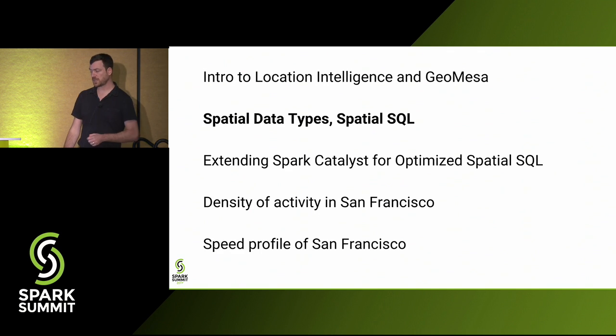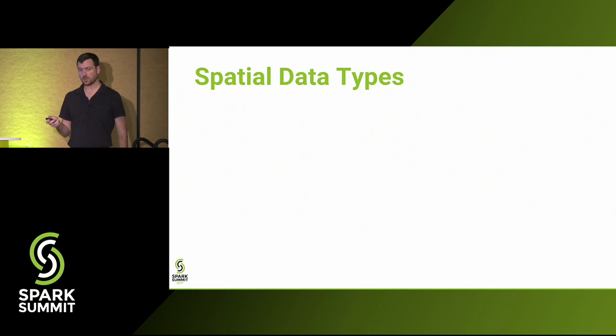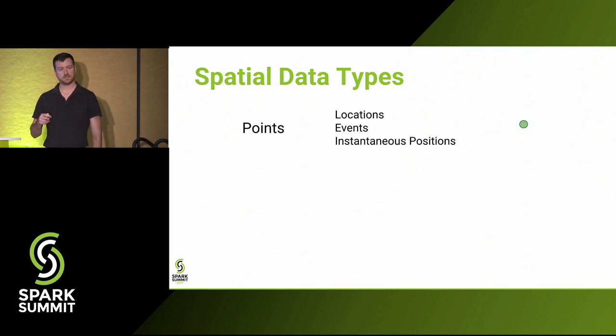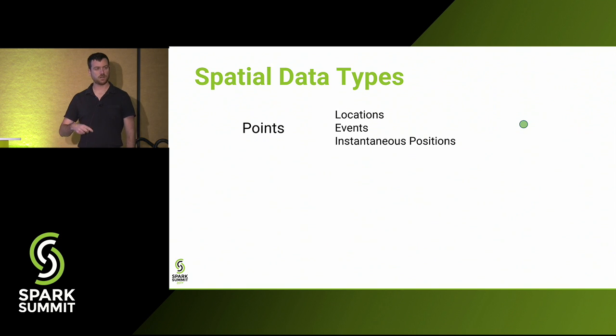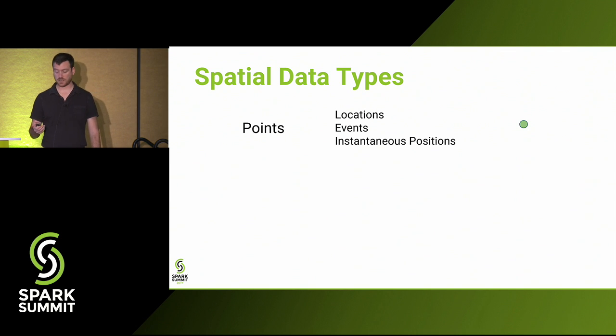Okay, so we talked about location intelligence, and had a quick intro to GeoMesa. Now we're going to talk about how GeoMesa extends Spark SQL in order to get at these location intelligence questions. Anybody that's familiar with geospatial information systems, GIS, will find this very familiar. GeoMesa adds the typical geometry primitives as user-defined data types to Spark. That includes points, which the exact Earth data, the FlightAware data, and the Strava data all come as, in their native form, instantaneous positions with associated metadata.